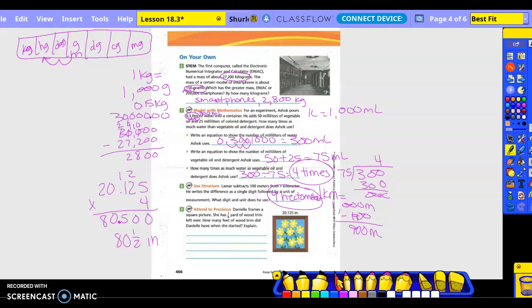Okay. And then she has 7/8 of a yard. So we need to take 7/8 times how many inches are in a yard? 36. Right? So 36 over 1. How many times does 8 go into 36? So I can't do that, right? So now what's 36 times 7? 252.